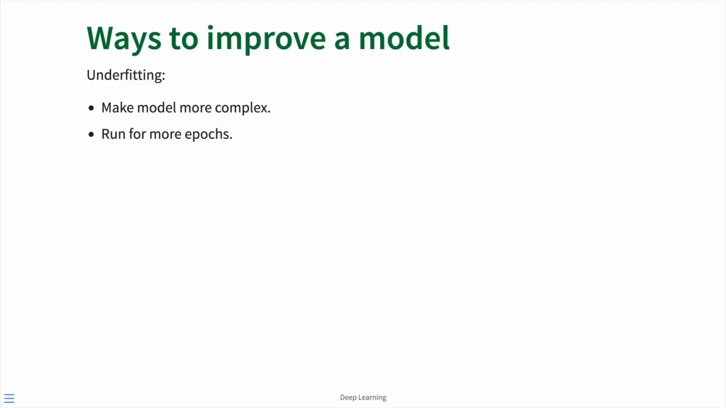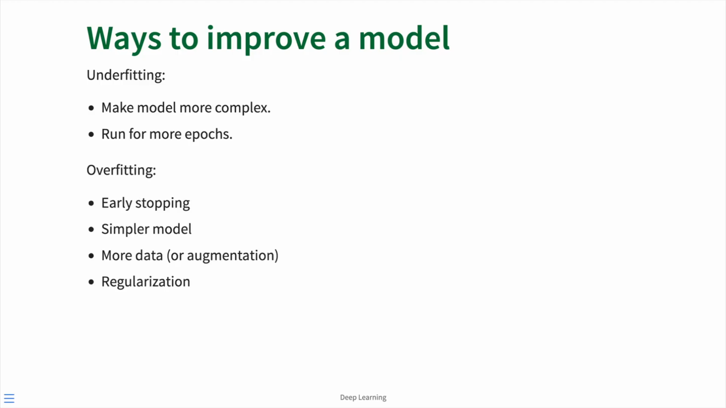So how can we make deep learning models more accurate? Well, if the model is underfit, by that we mean that we can still improve it, then one solution is just to run for more epochs, so you keep on improving the coefficients of the model. Another way is to make the model more complex. You can add in more hidden layers or more nodes into those hidden layers.